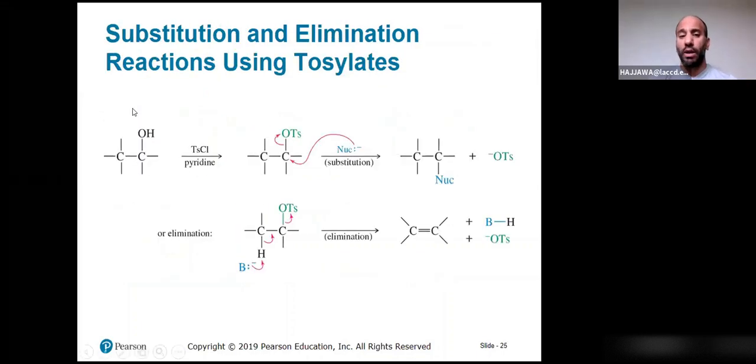And once we have that tosylate, the nucleophile will attack that carbon that has a tosylate, and that will end up making the substitution outcome. Or if the interest is to make an elimination product, then obviously I will be using a base to abstract that alpha carbon hydrogen to make an alkene, and that will be the alkene product out of the elimination of tosylate.